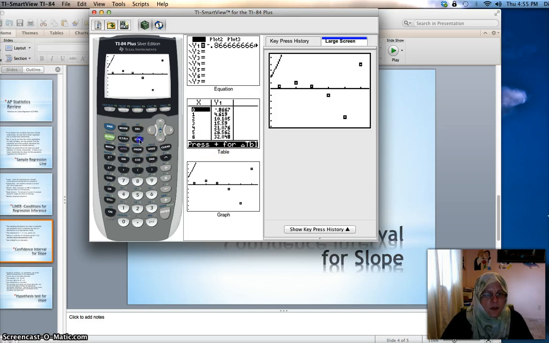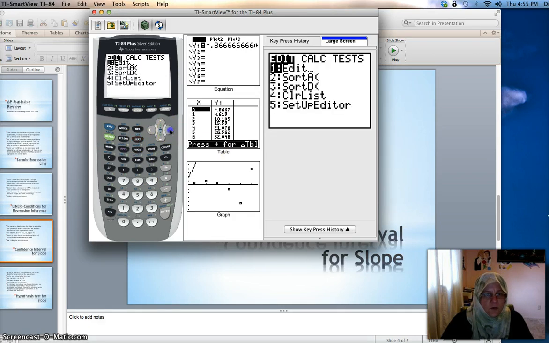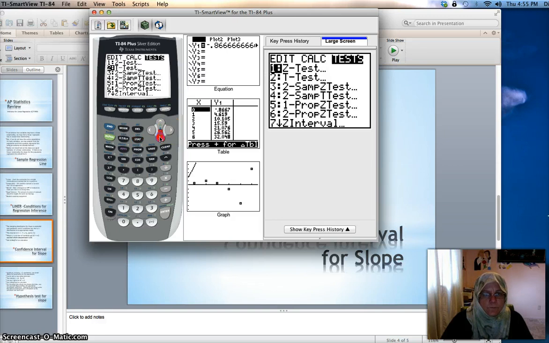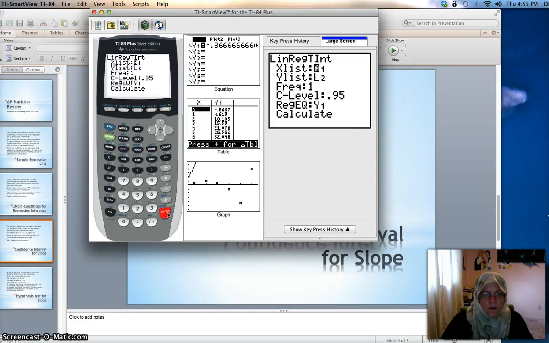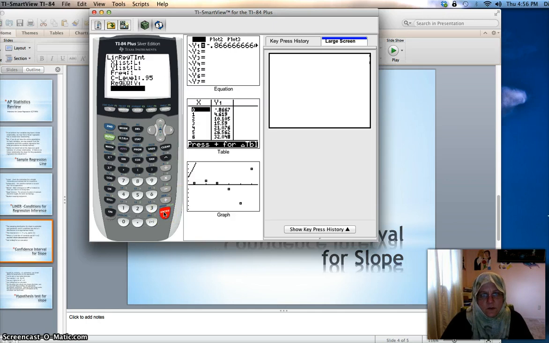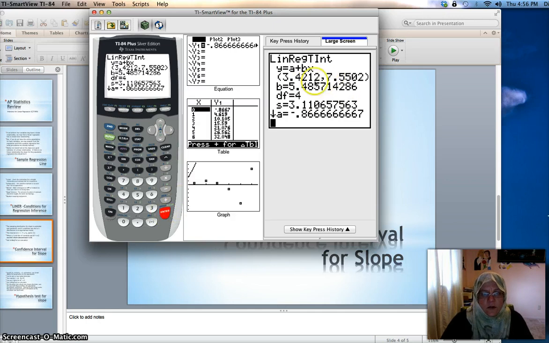I can also do a confidence interval for the slope. So that would be the LinRegTInt. Linreg t int. And you can set the appropriate level of confidence. Again, it can do the regression equation for you at the same time, so you don't have to do linreg under calc and then come here and do the test. You can just do it all at once. And so here is the interval for slope.